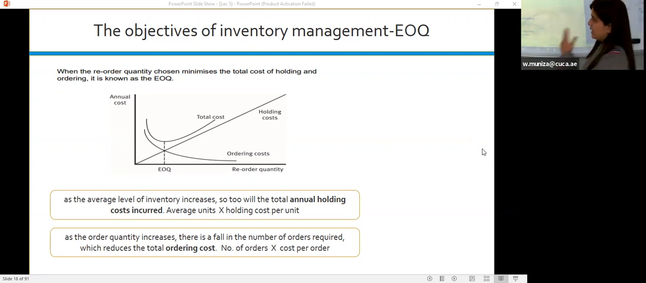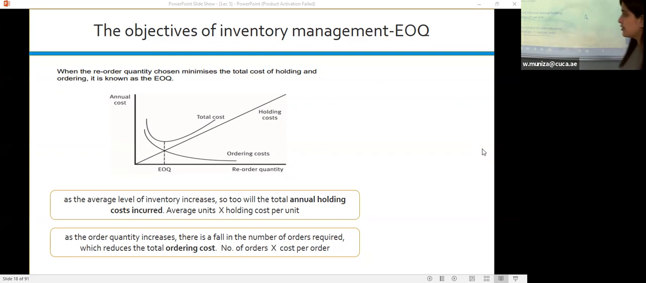So they say as the average level of the inventory increases, so too will the total annual holding cost. So when the average level of the inventory is going to increase, the annual holding cost is also going to increase. And how are you going to calculate the annual holding cost? Average inventory multiplied by holding cost per unit. Got it? That is also known as CH. So holding cost per unit multiplied by average units is your annual holding cost.